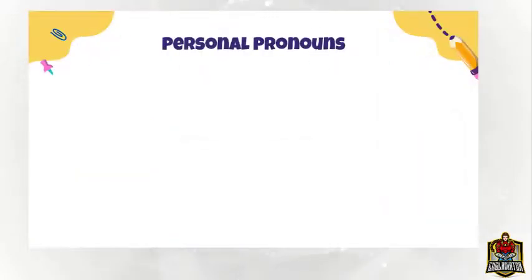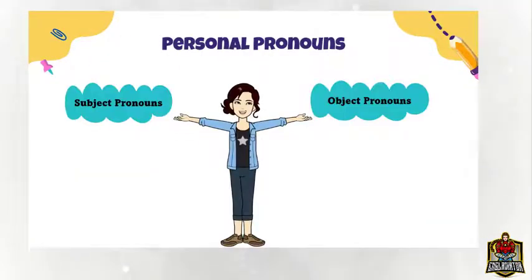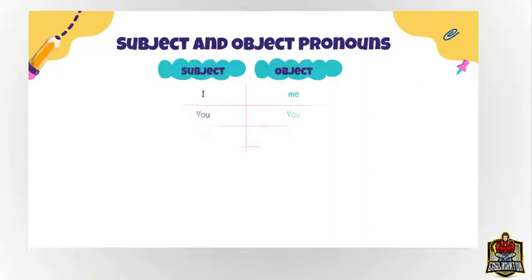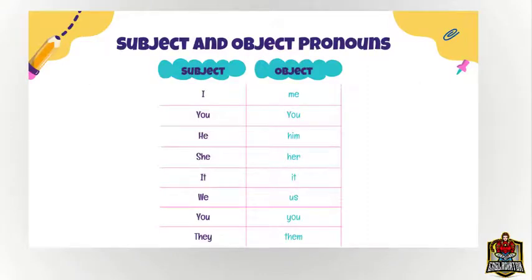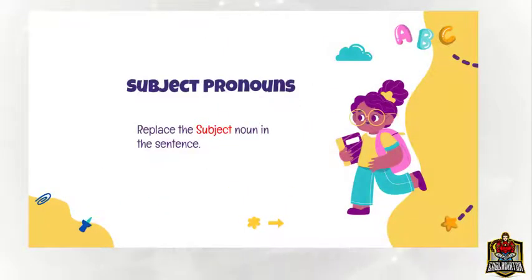Personal pronouns. There are two types of personal pronouns: subject pronouns and object pronouns. The subject pronouns are I, you, he, she, it, we, you, and they. The object pronouns are me, you, him, her, it, us, you, and them. Let us start with the subject pronouns. The subject pronouns replace the subject noun in the sentence.